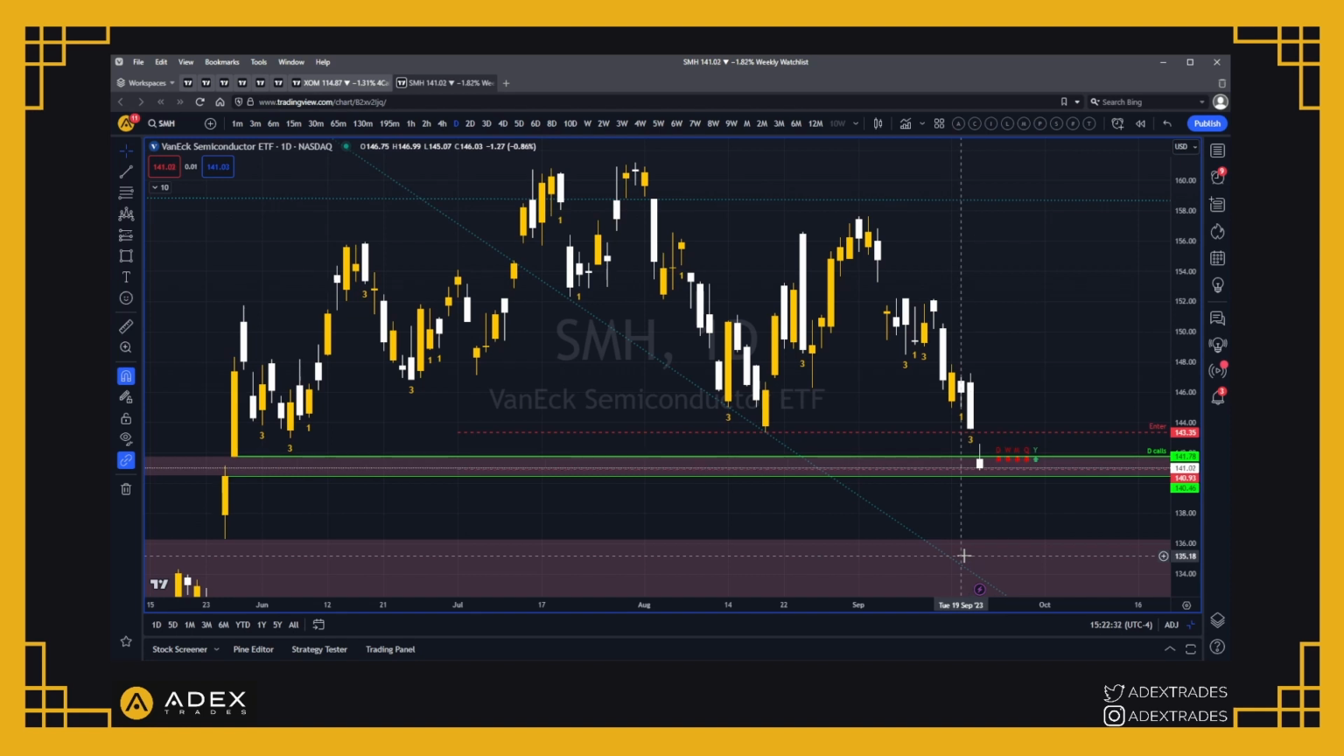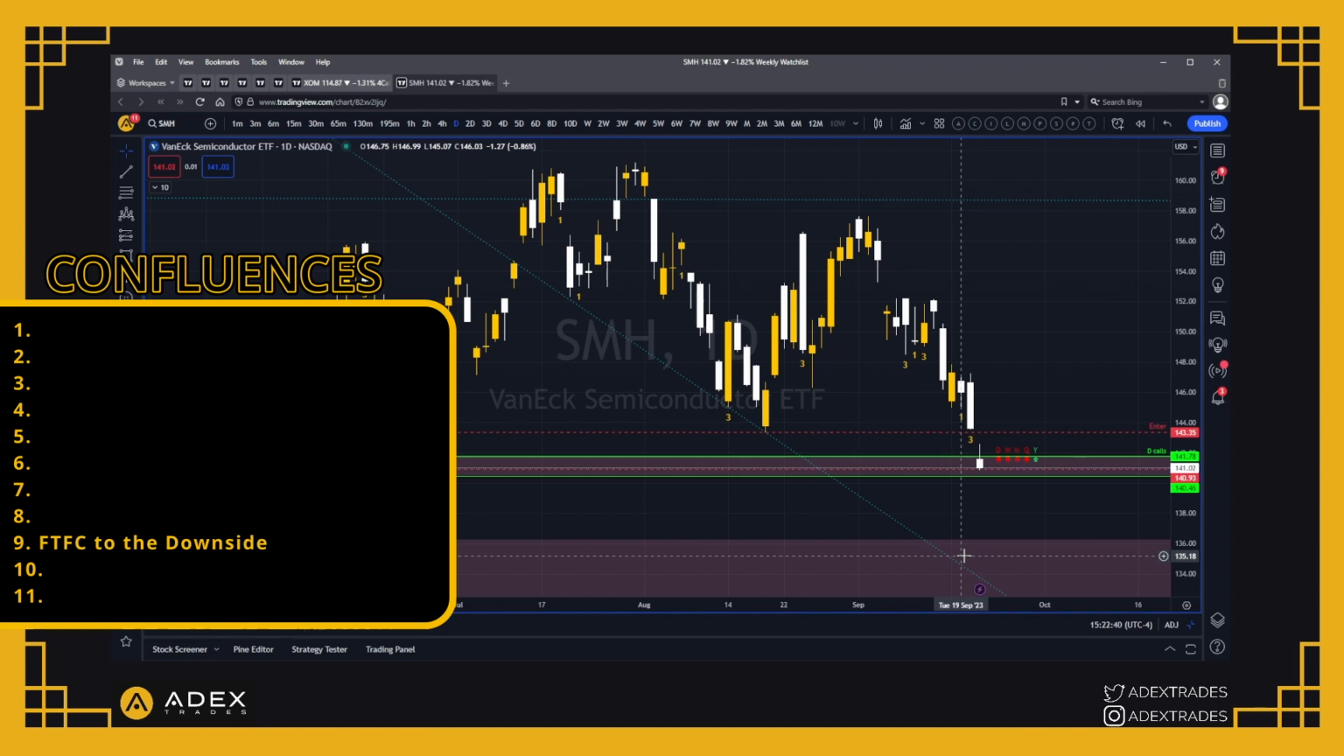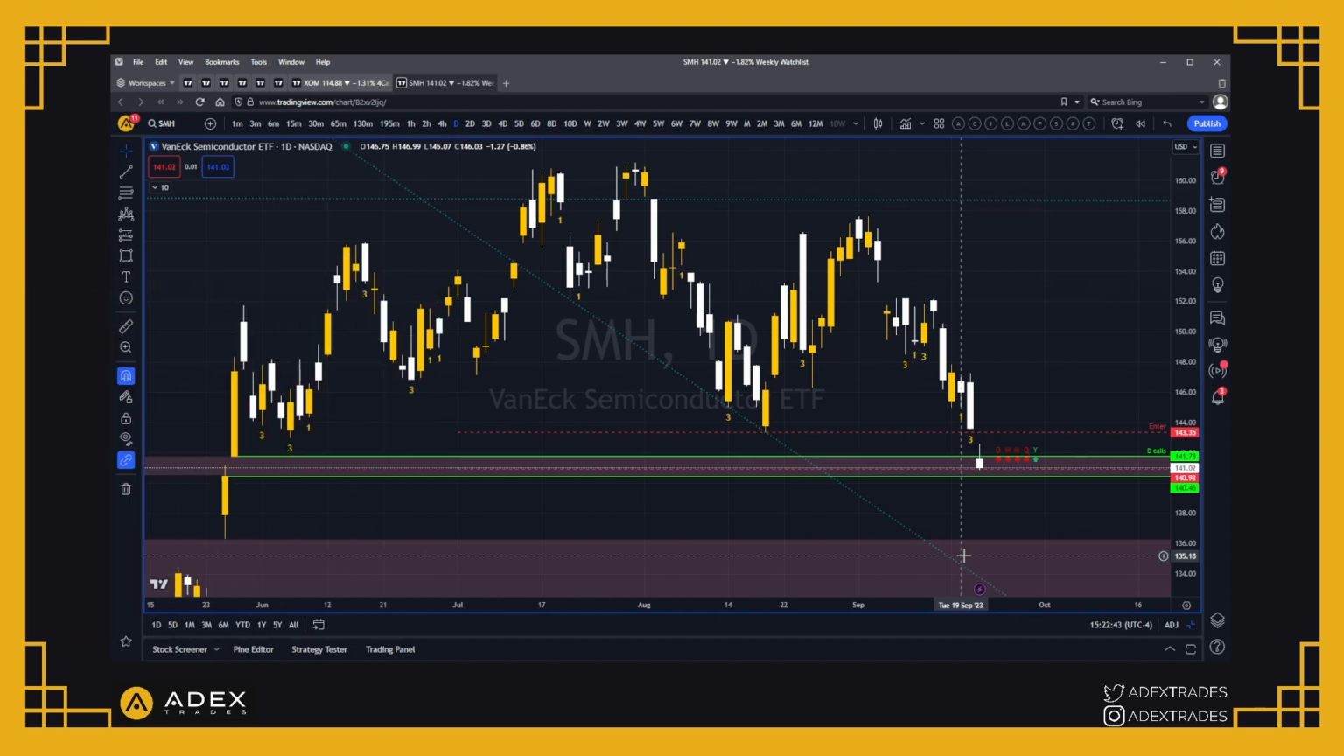I had about 3 confluences for the upside, and I had 9 to 10 confluences for the downside. But the downside confluences also featured full time frame continuity to the downside. So usually when it comes to me picking my bias, I usually pick the one where I have the most confluences, and if it's in alignment with full time frame continuity, that's usually the side that I favor the most.